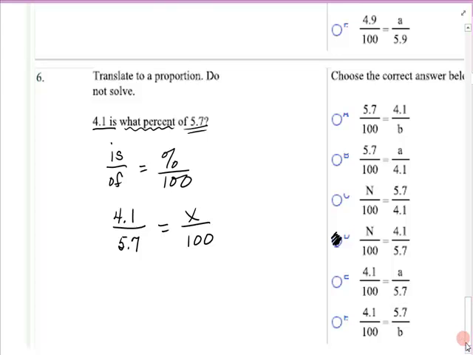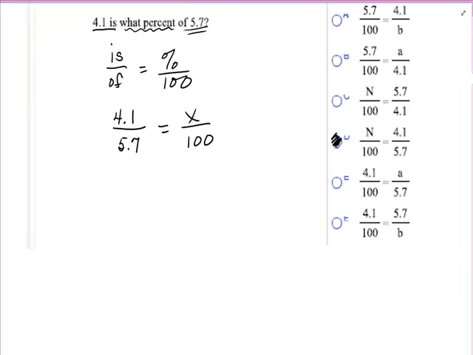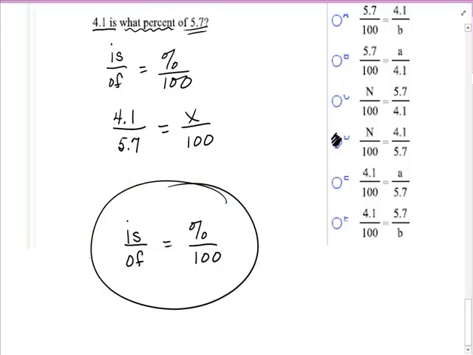All right, I don't have any more of those to do. Make sure that you understand that the proportion is is over of equals percent over 100. The author of your book calls this an A, this a B, and this an N. But it is difficult in a sentence to tell what's an N, what's an A, what's a B. But the words is, of, and percent, I think you will find to be very easy. Okay, go ahead and work on a translation exercise.